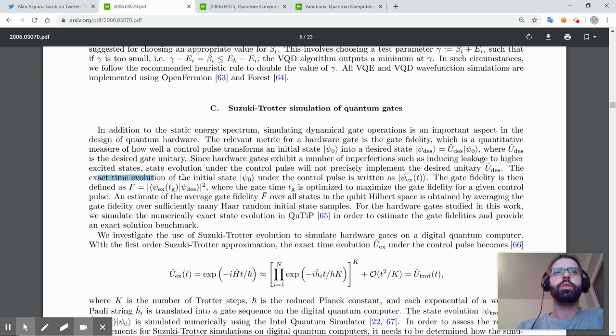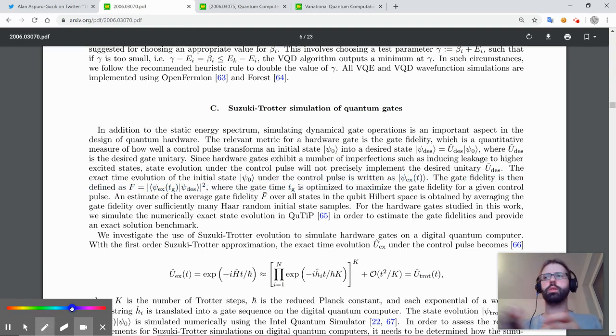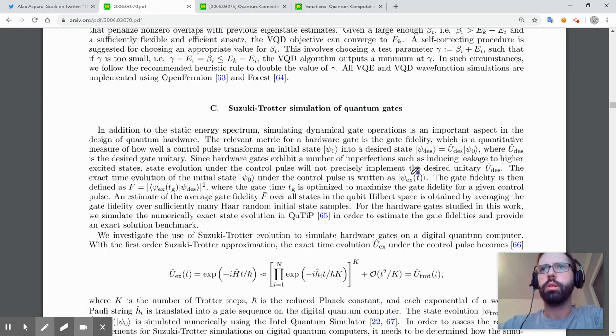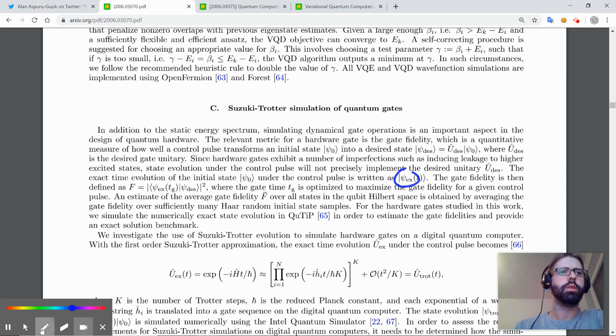The exact time evolution of the initial state under the control pulse is written as these. Should probably use... Can I just use that to mark as I read? Yeah, but then I can't easily switch back to the mouse. I've got to figure this out. Alt P, Alt M.